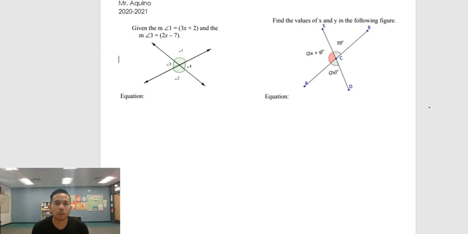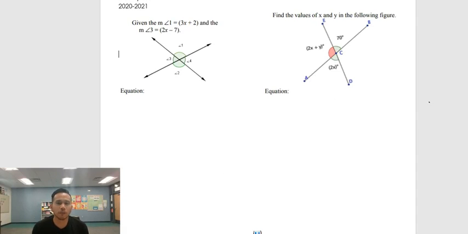There you go. Next problem is that given the measurement of angle 1, okay, it's here. The measurement of angle 1 is 3x plus 2. The measurement of angle 3 is 2x minus 7. Okay. First, before we start, we need to take a look at the relationship of the given angle measurement.